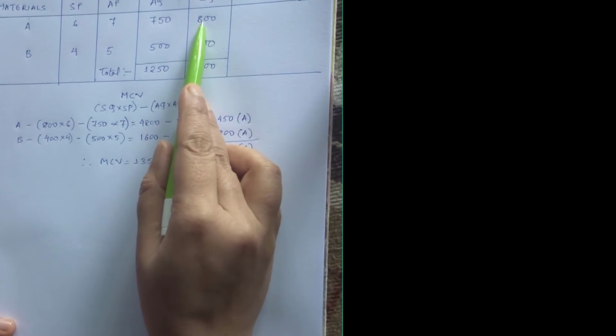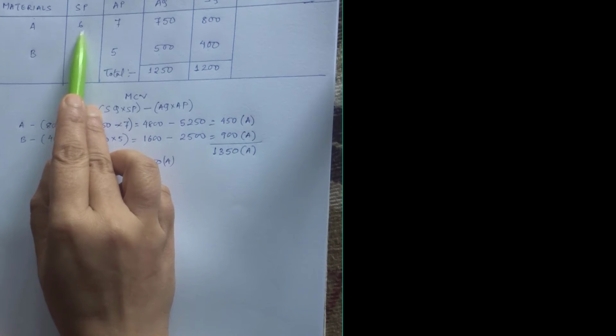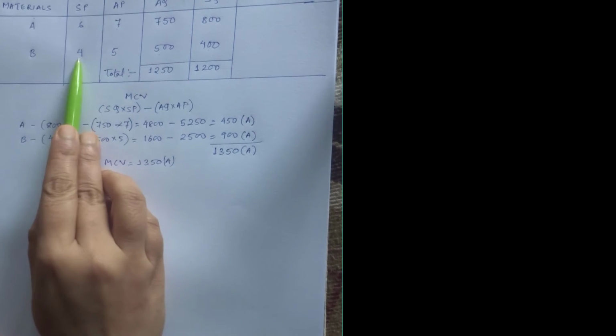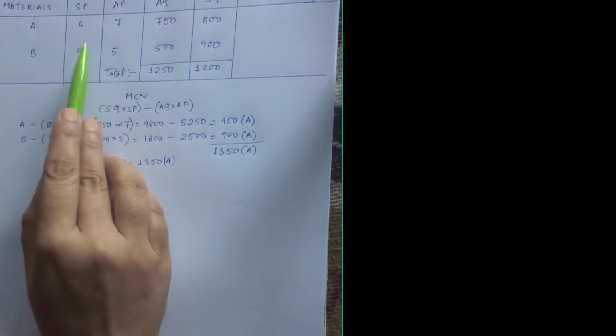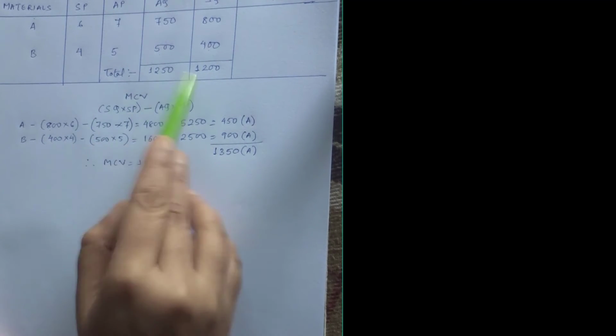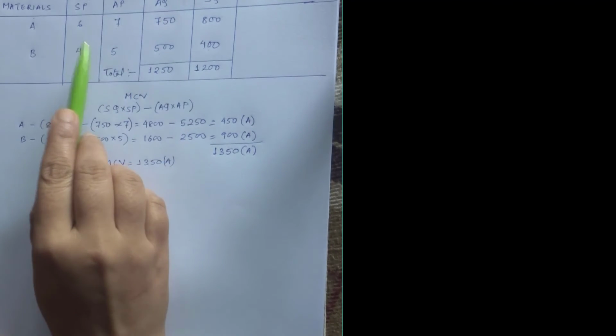Standard was for 800, but you spent 750. Standard was 400, but you spent 500. There is a difference in quantity? Yes, there is a difference in quantity. Next, in the price, you can see 6 was supposed to be spent, you spent 7. 4 was supposed to be spent, you spent 5 rupees. So there is a difference in price also. So this MCV, that is material cost variance, is the change because of the quantity and the price, right?